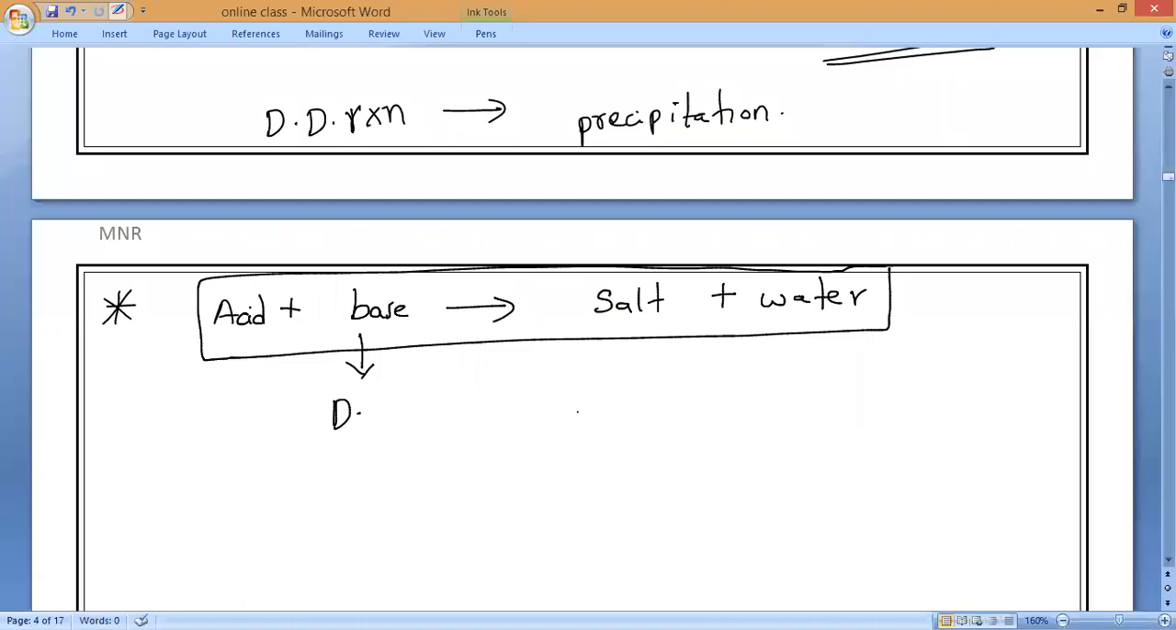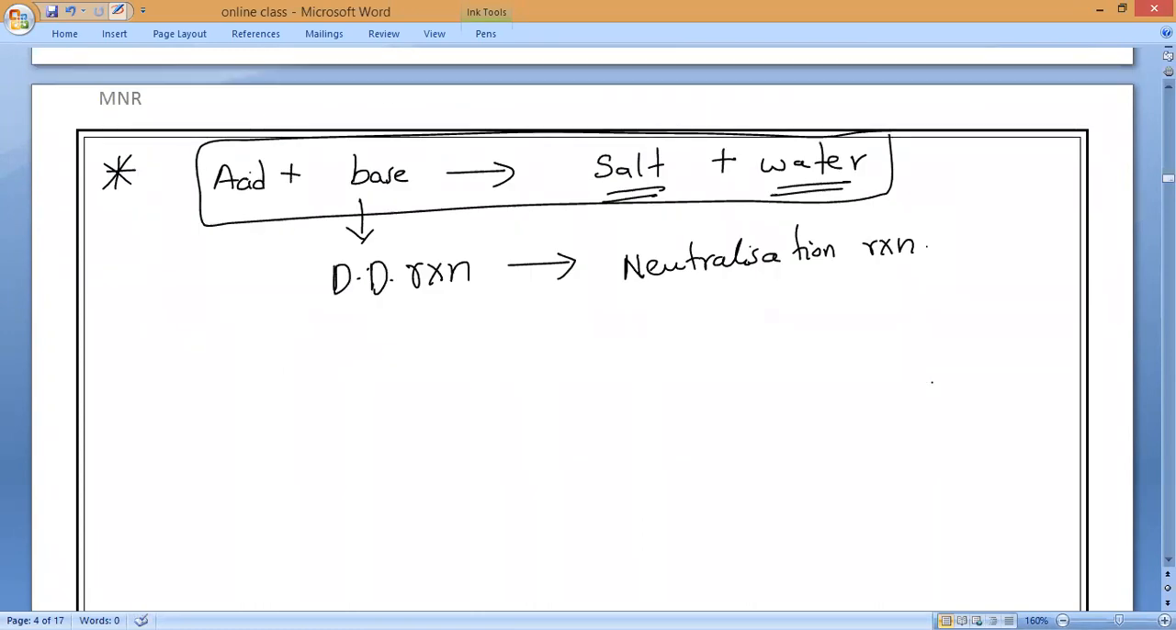Acid plus base will give you what, guys? Salt plus water. Yes or no? Now, this reaction is also double displacement reaction. But this type of double displacement reaction we used to call as neutralization reaction. What do we call it, guys? Neutralization reaction. So from this we can say double displacement reaction.